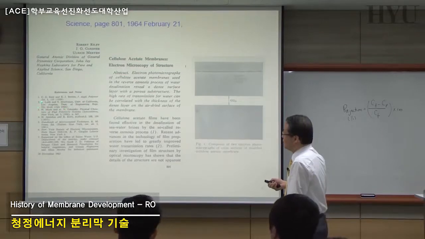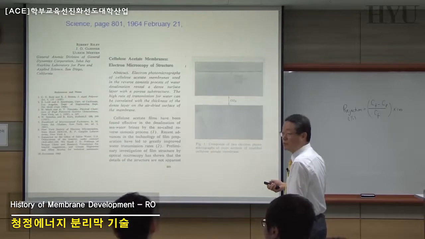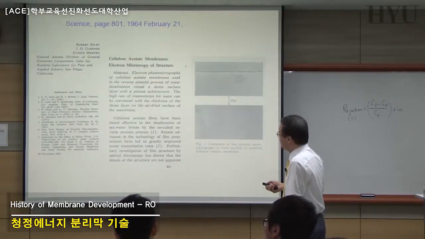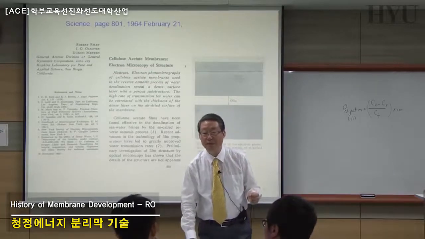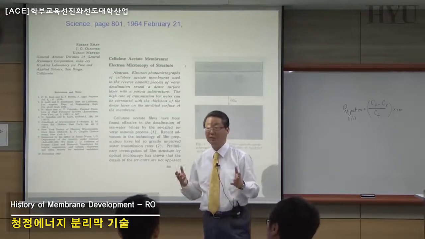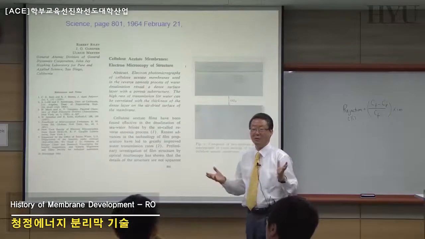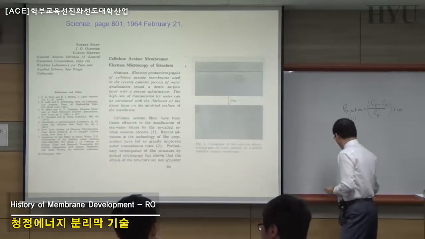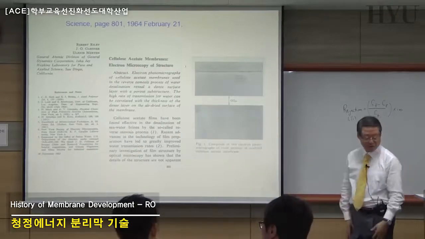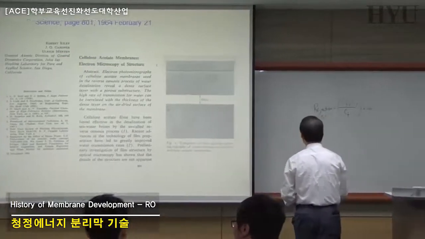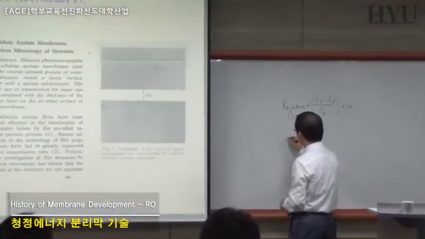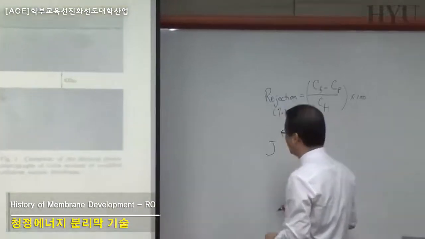What they have done is that they took this Reid and Breton's idea, the paper, and did very diligently about what if we can have, instead of a dense membrane, an asymmetric membrane, so that we increase the flux.